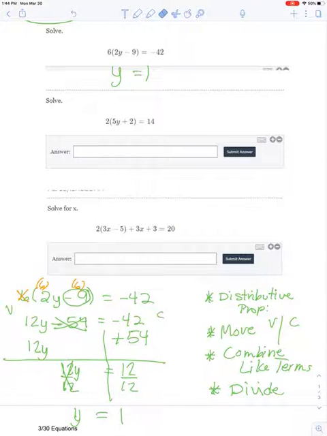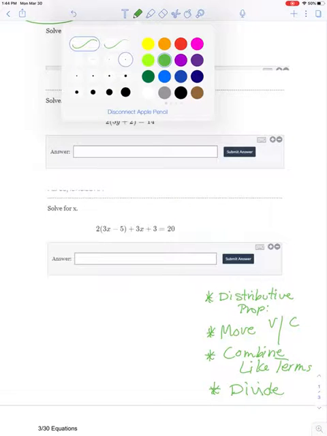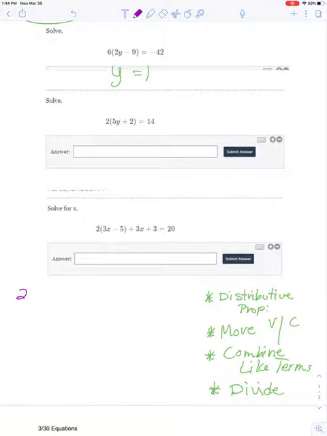Okay, let's look at that second one I have. It's worked the exact same way. So let's look at that. Okay, so the first thing, distributive property. So again, some of y'all like to put that 2 right above the number, so you remember to distribute both terms. 2 times 5y, that could be 10y. 2 times 2, everything's positive, so it's all going to stay positive, is 4.